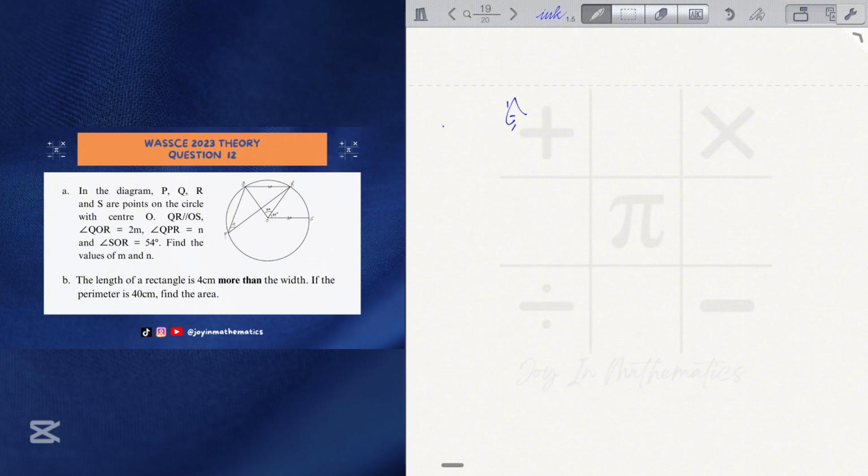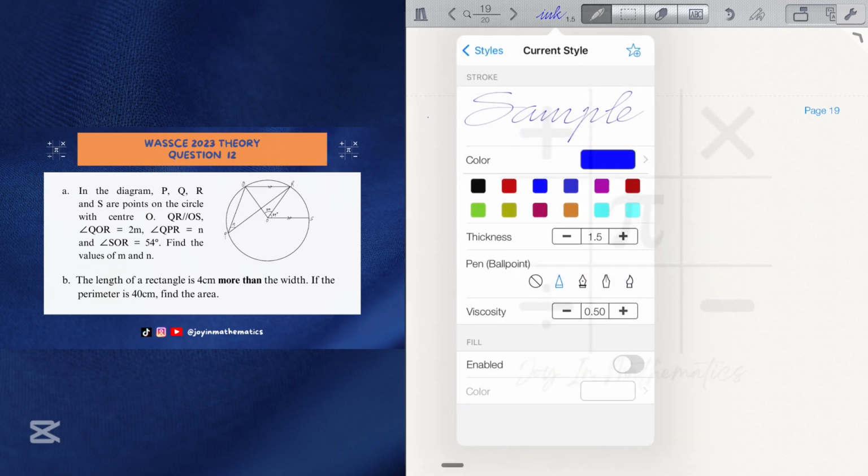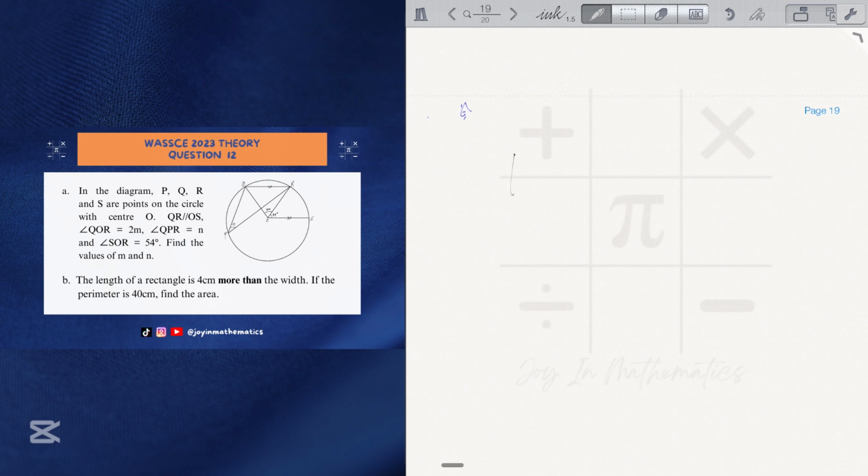Now the question says the length of a rectangle is 4 centimeters more than the width. If the perimeter is 40 meters, we should find the area. So the first thing we should do is to draw this rectangle. Drawing the rectangle, we have the length and we have the width.